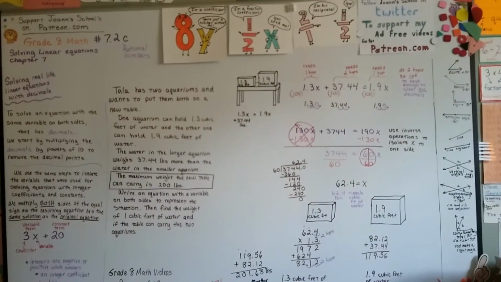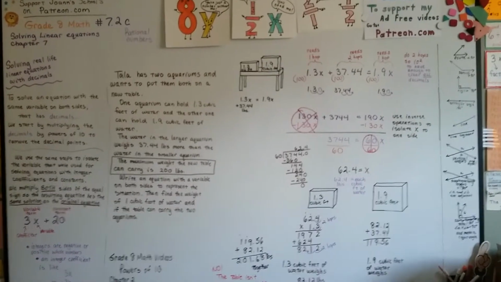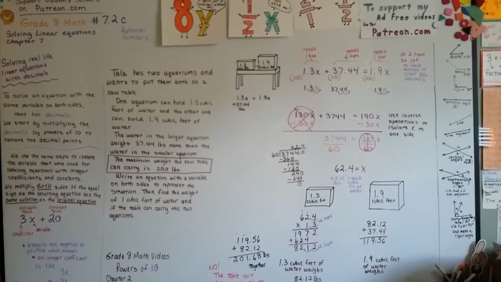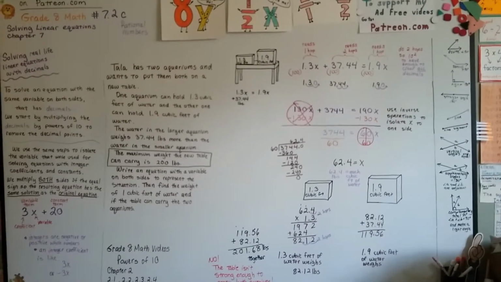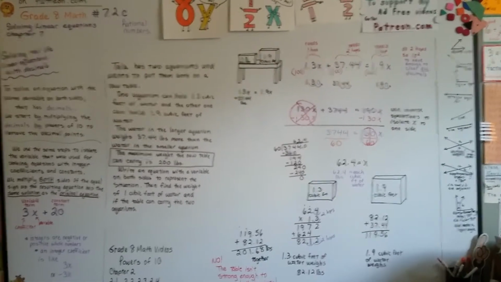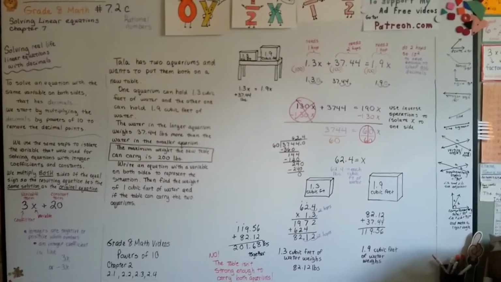So we're going to go on to 7.2D. We're going to continue talking about solving these linear equations, but now we're going to do it as the perimeter of a rectangle for geometry. We're going to solve a linear equation for the perimeter of a rectangle for geometry. Okay? Very next video.